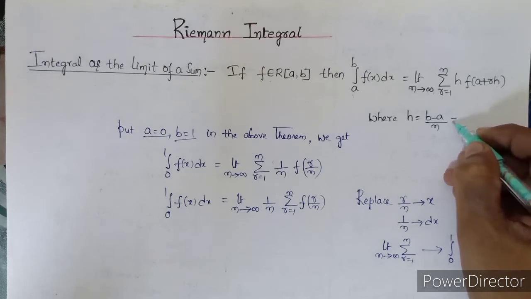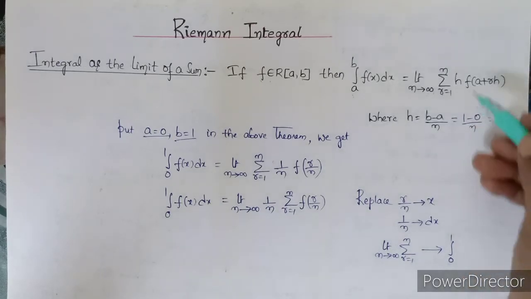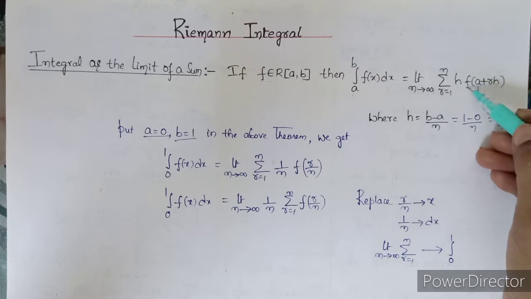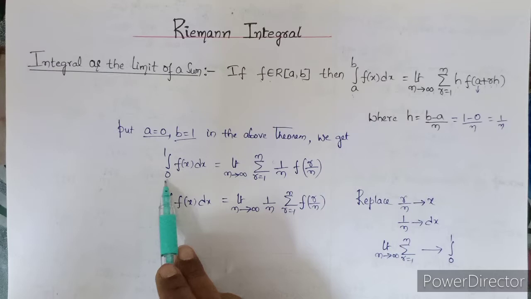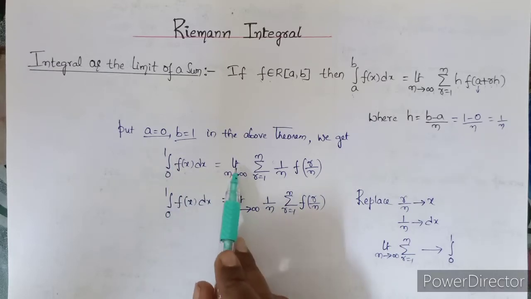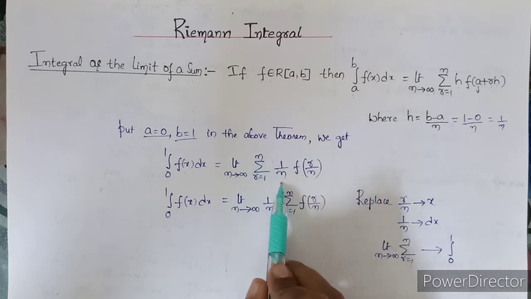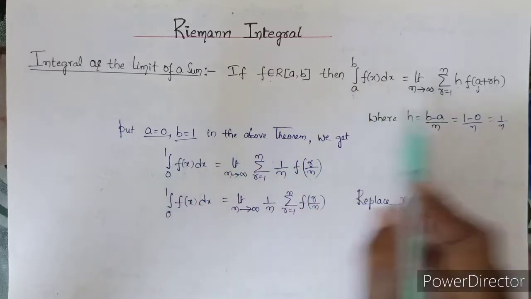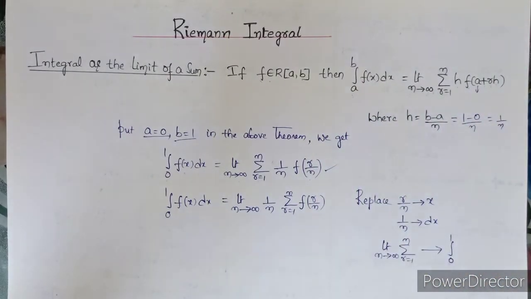Here first we substitute b is 1, a is 0. Therefore h is equal to 1 by n. f of a plus r h, with a is 0, is f of 0 plus r into 1 by n. That means it is f of r by n, and h is 1 by n. So that is why integral 0 to 1 f of x dx is equal to limit n tends to infinity sigma r equals 1 to n 1 by n into f of r by n. When we substitute a is 0 and b is 1 in the above theorem, it converts to this.